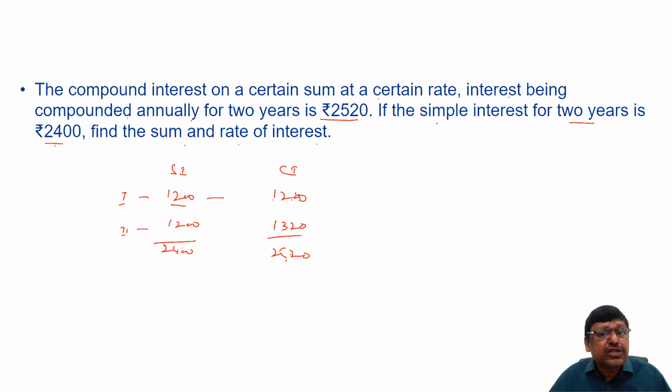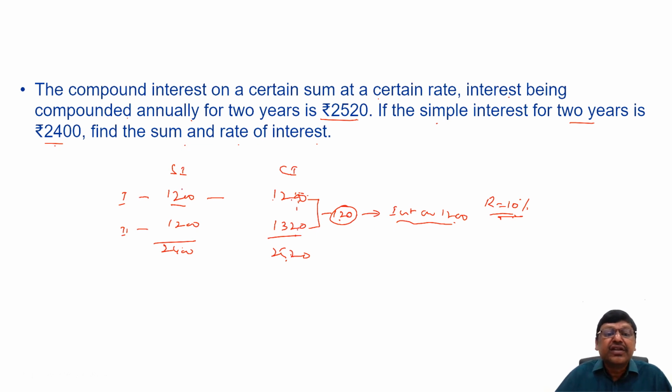Now, first year interest is 1,200, second year interest is 1,320 means what is the difference between first year and second year? 120 rupees. What is this 120 we discussed? This is nothing but interest on this first year interest. This 120 is nothing but interest on 1,200. Tell me what percent of 1,200 will be 120? Is it not 10%? So we can easily say rate of interest is 10%. Once rate of interest is 10%, the simple interest for first year is 1,200. So when you say rate of interest is 10%, for 1 year it is 10%. So this 1,200 is nothing but 10% of the principal.